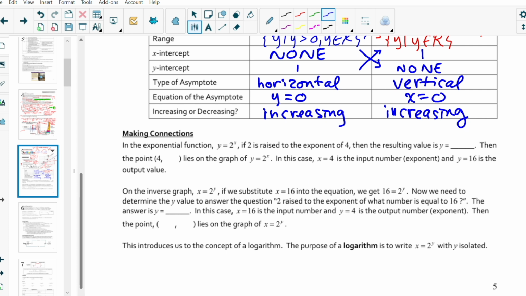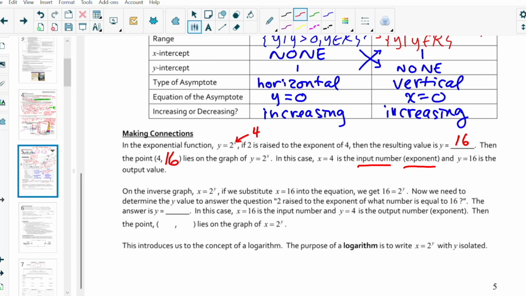Okay, let's make some connections. In the exponential function y equals 2 to the x, if 2 is raised to the exponent 4, then the resulting value is y equals 16. Then the point (4, 16) lies on the graph y equals 2 to the x. In this case, x equals 4 is the input, the exponent, and y equals 16 is the output value.